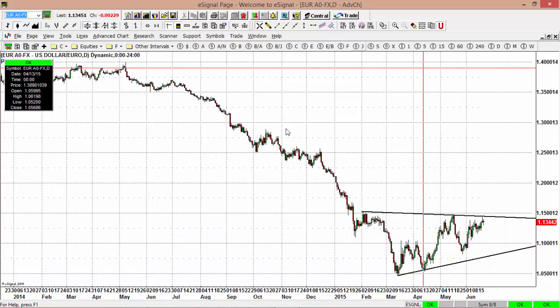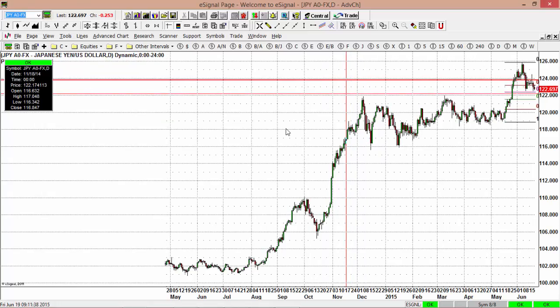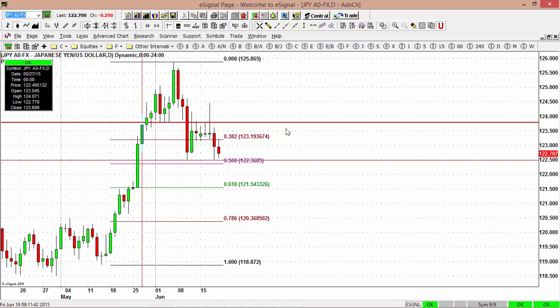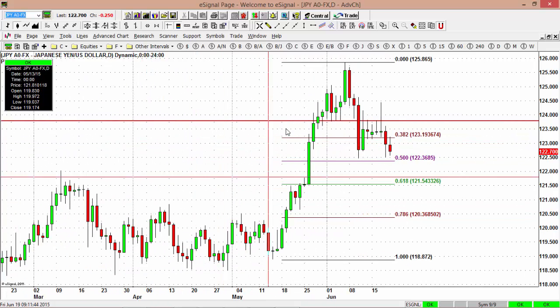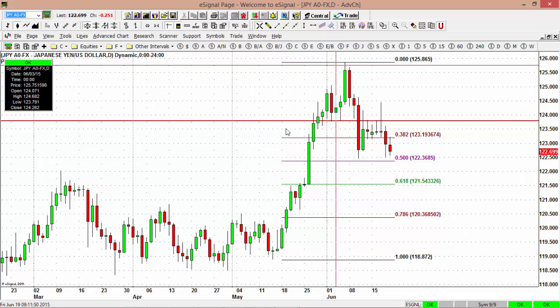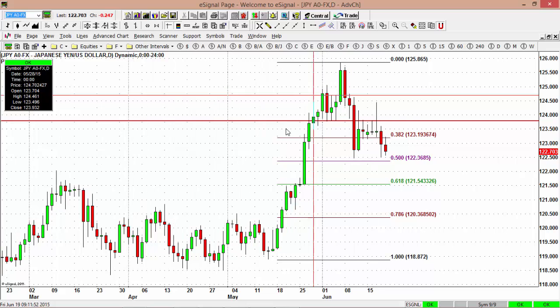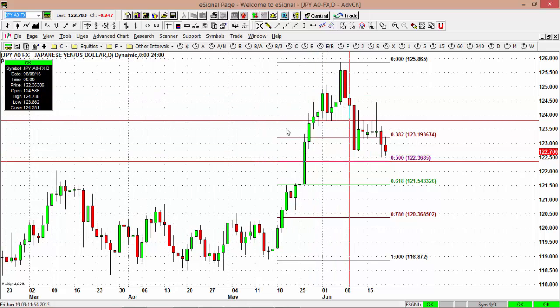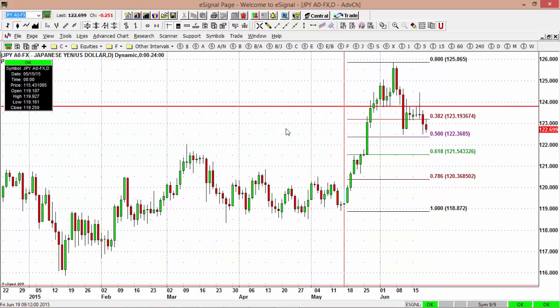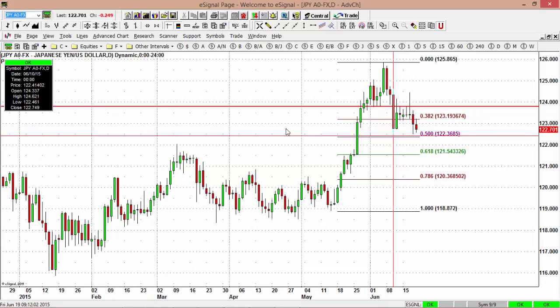Okay, another market we have an eye on is this Japanese yen, and as you can see, the Fibonacci retracement levels from this swing low at 118.87 up to the high of 125.86. We're currently at the 50% retracement level, or just above the 50% retracement level. So we could see some support in the Japanese yen at this point.